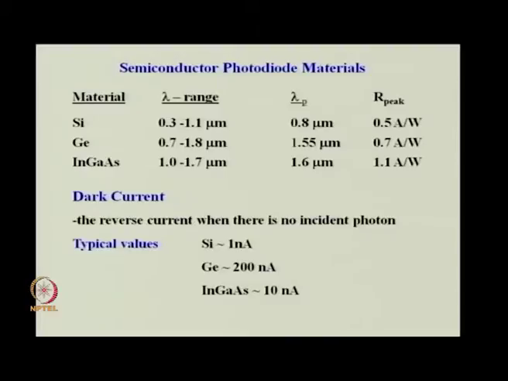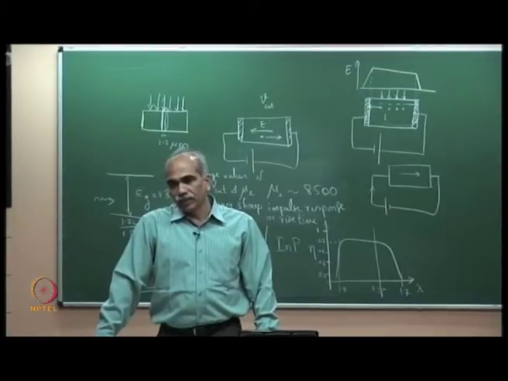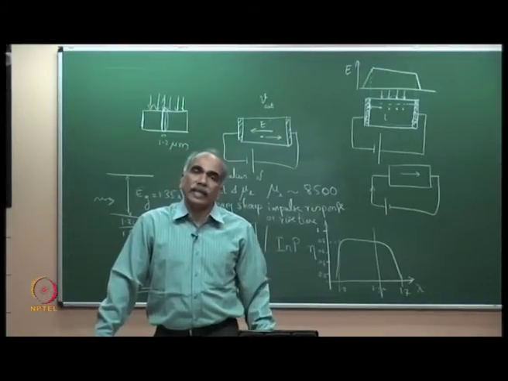Semiconductor photodiode materials, again this is what I have already mentioned: the wavelength range, peak responsivity is about 0.5 amperes per watt for silicon. You can see again for indium gallium arsenide it is 1.1 amperes per watt. So, very good responsivity. The dark currents, again some numbers here. Dark current refers to the reverse current when there is no light incident on the detector.